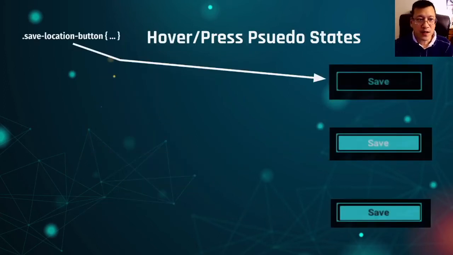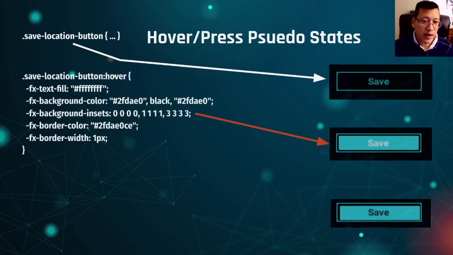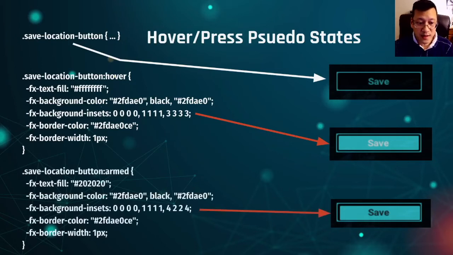In this section, like we saw before, we have the save button, and when you hover over a button, here are the insets or the background insets for this state. Next is how it's armed. This is when you press it, but you don't let go yet.